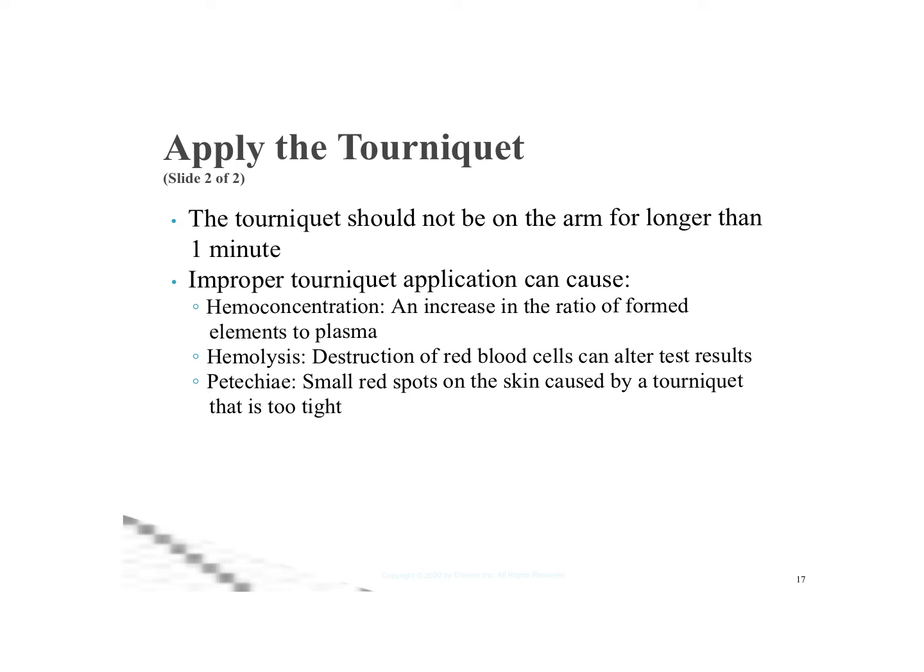Improper tourniquet application can cause hemoconcentration, which is an increase in the ratio of formed elements to plasma. Hemolysis, the destruction of red blood cells, which can alter test results. And petechiae, which are small red spots on the skin caused by a tourniquet that is too tight.